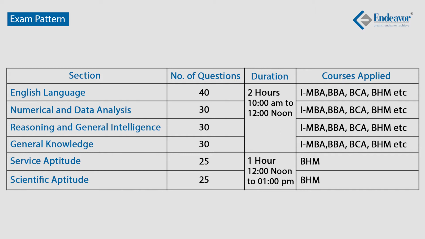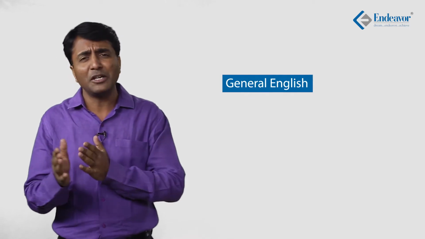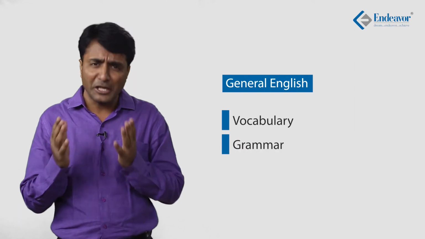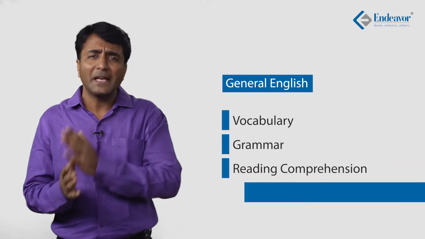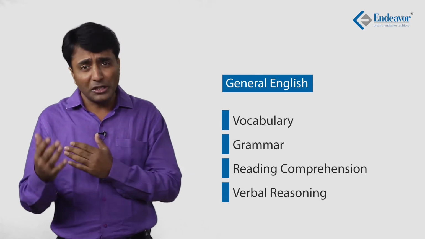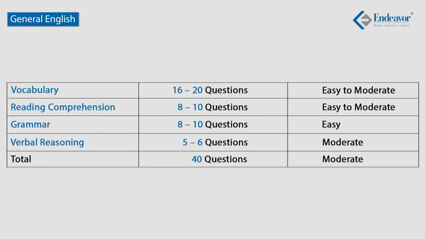Let us talk about each section in detail. As a typical aptitude test, the general English section can be divided into 4 subsections, that is vocab based questions, grammar based questions, reading comprehension based questions, and verbal reasoning based questions. In this section there are 40 questions in all, and vocabulary will almost occupy 50% of the space out of 40.